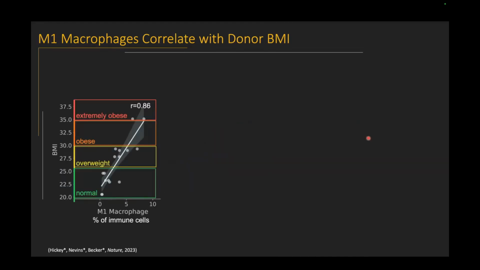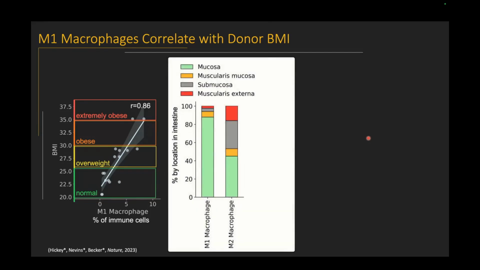Another thing that we found correlated with metadata was that this inflammatory macrophage, M1 macrophages, correlated very strongly, the percent of these macrophages, with the body mass index of individuals. And it's known that increases in body mass index are associated with a greater propensity for gastrointestinal disease. While our donors did not have any gastrointestinal disease, this could be a predisposing factor or a pre-indicator that this gastrointestinal disease is happening. We looked where these M1 macrophages were.